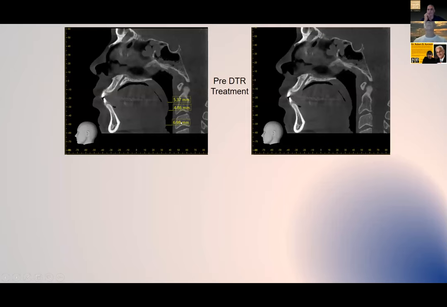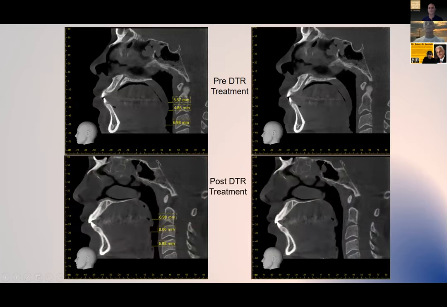Now, here's another example. This is a lateral view. This is pre-DTR. Look at the constriction through here. And the middle of the airway is 4.86 millimeters. This is without the numbers. After DTR treatment, 8 millimeters where there was 4, 7 millimeters where there was 5, and the lower airway didn't change. Well, that would make sense. Neurologically, there are no nerves that go down there from the teeth, only the pharynx. That's where the big change would be.